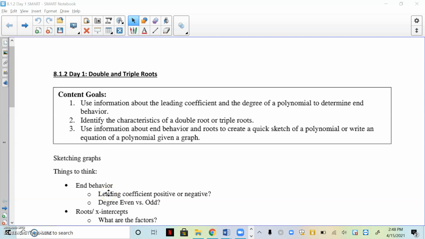Hey guys, lesson 812 day 1 is all about double and triple roots, and really we're getting a lot more into being able to sketch polynomials just based on the factored form of their equation, and also being able to look at a graph of a polynomial and write the equation for that graph.